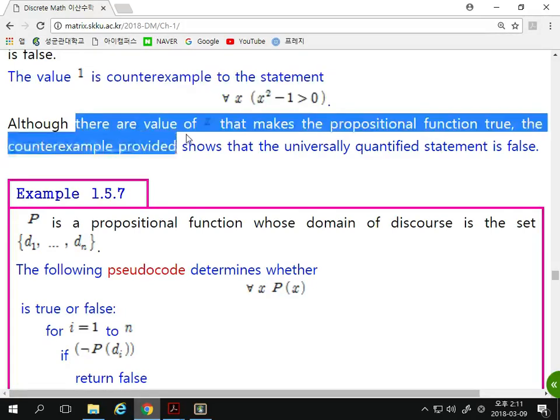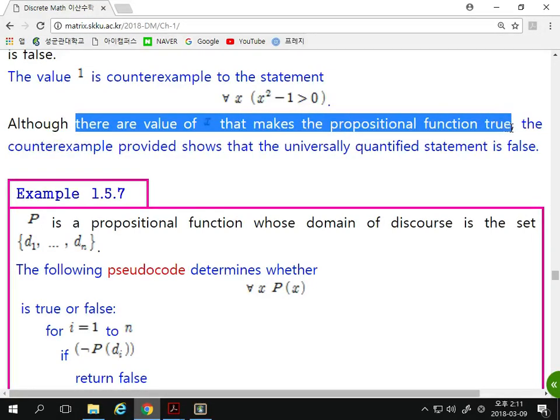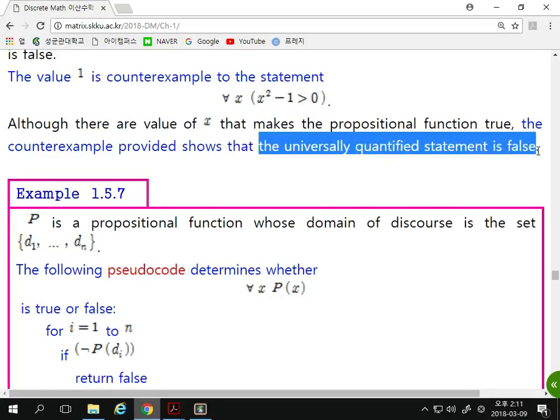Although there are values of x that make the propositional function true, if there is one counterexample, then the whole universally quantified statement is false.